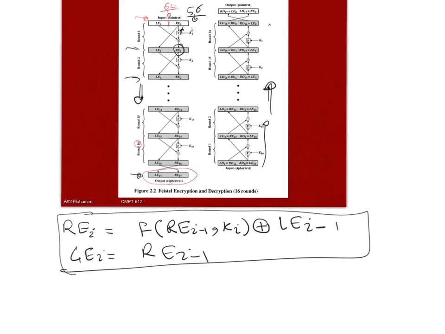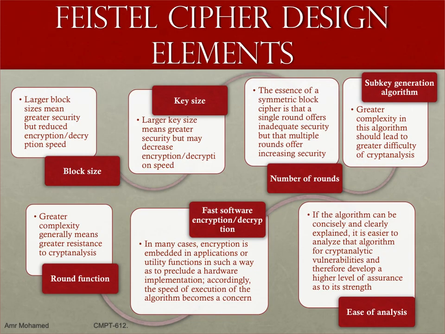I showed you K1, K2, all the way to K16. So where did this come from? All of these keys are, again, some permutation of one key. So we get the original key and derive them from it. This is the characteristic of the Feistel structure.